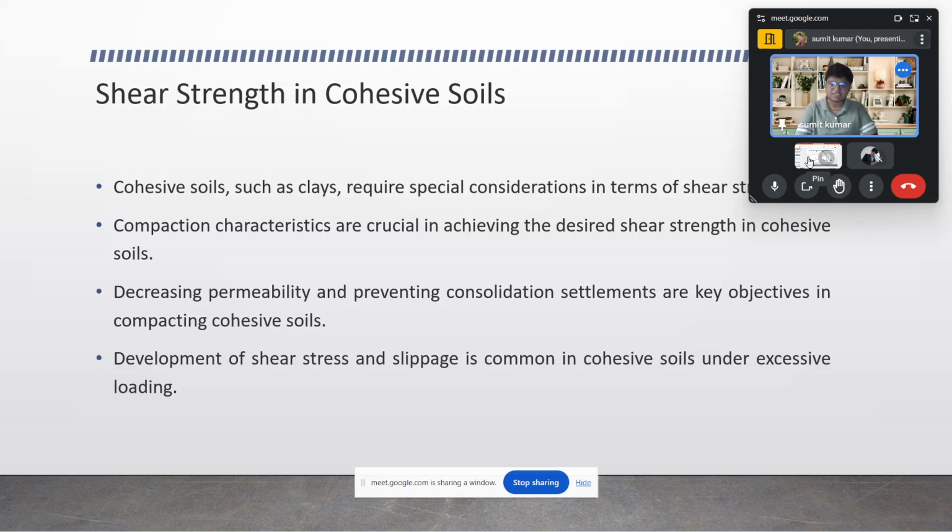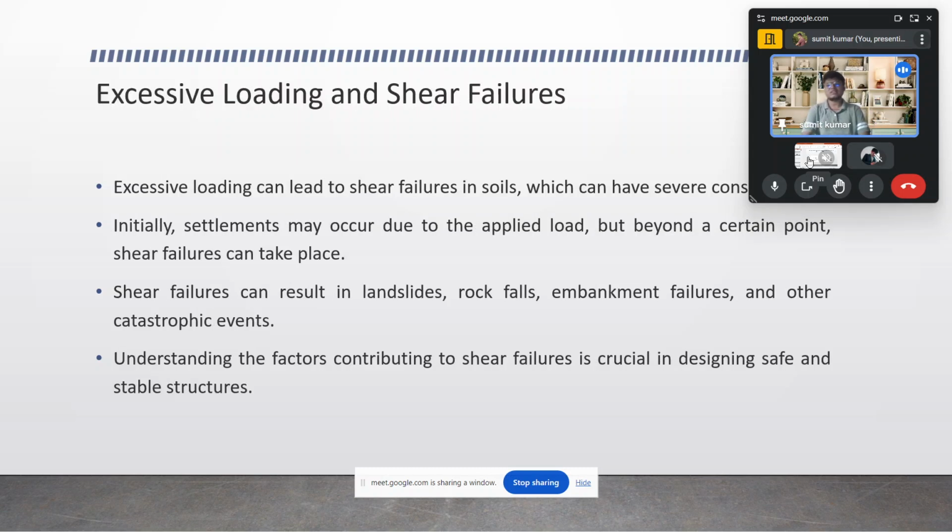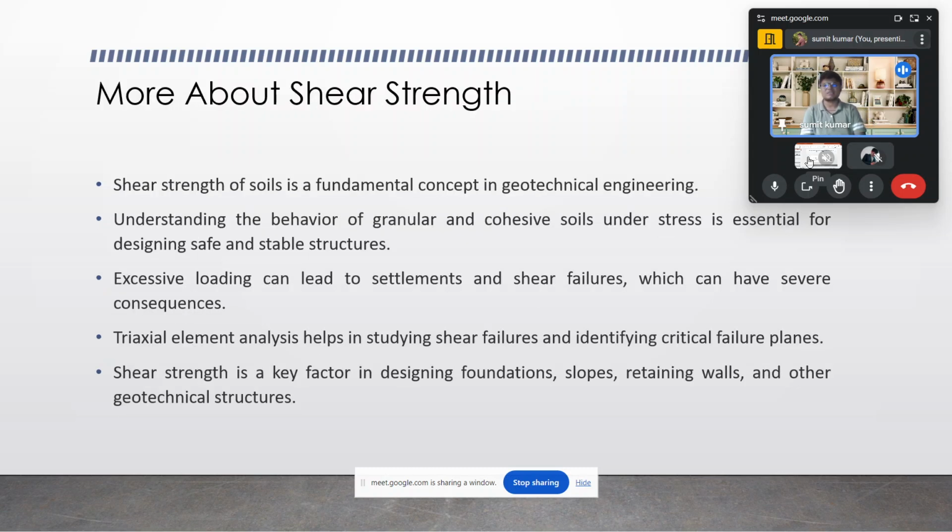The development of shear stresses and slippage is common in cohesive soil under excessive load. We also came across the knowledge about excessive loading and shear failure. So those things we have discussed. I am giving a quick recap, so I will not go into detail, just move slide by slide.